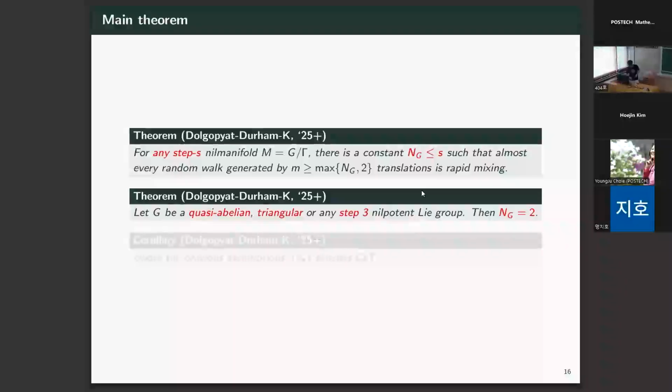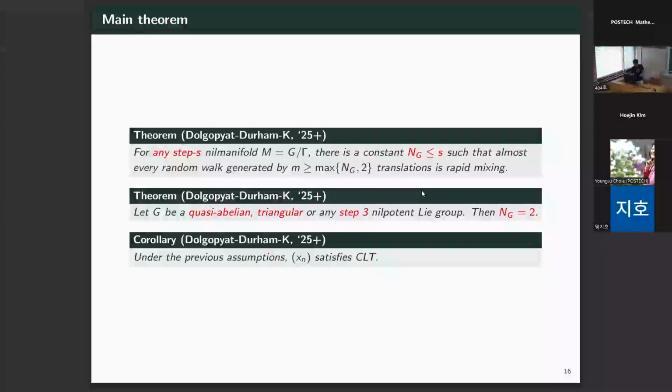But fortunately, if we consider some special examples, like quasi-abelian, triangular, or when the step size is equal to 3, then n sub g equal to 2 is enough. I mean, we can just choose 2 generators and then prove rapid mixing. And as a corollary, we can also obtain the central limit theorem because it's rapid mixing. So before introducing some proof, do you have any question?